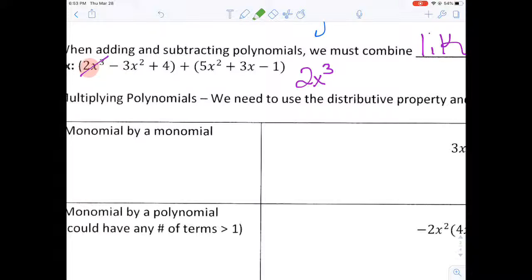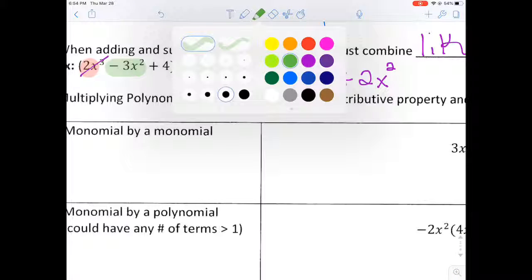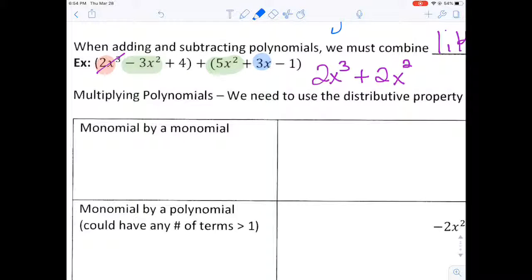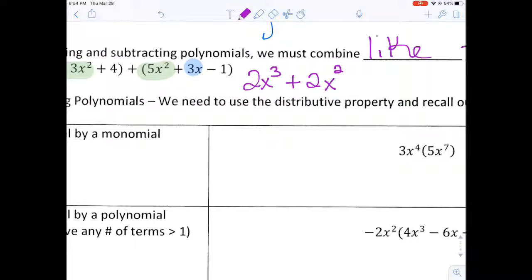highest power. Here I have a negative 3x squared, and oh, I see another x squared in the second polynomial. Well, negative 3 plus 5 would give me 2x squared. Remember, the power doesn't change when you're adding and subtracting. The next highest power I see is, I'm going to skip the 4 because that's just a constant. I see a 3x over here, but there are no other just single x's in my two polynomials. So that term is just going to get brought down by itself, so plus 3x.